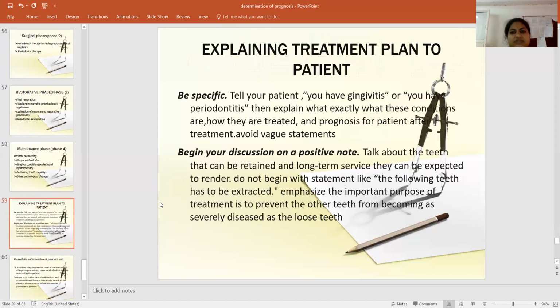Now, explaining treatment plan to the patient. This is very important. You need to be specific. You need to tell your patient you have this disease, because reporting to the patient is very much essential.